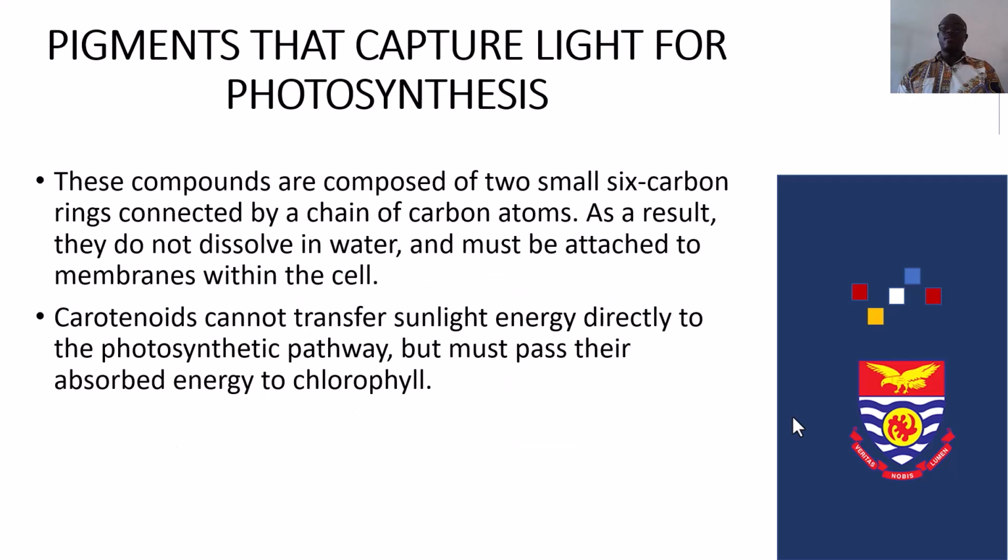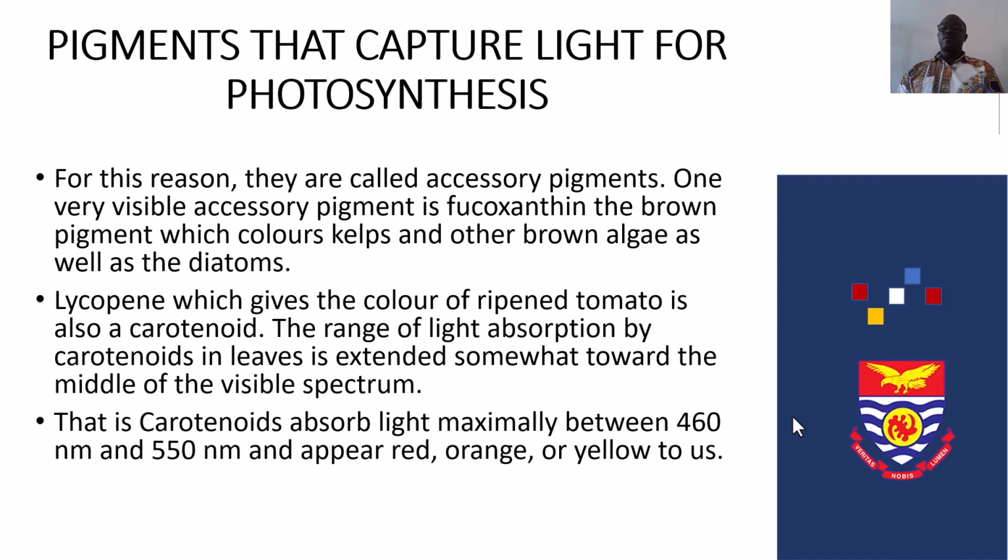These compounds are composed of two small 6-carbon rings connected by a chain of carbon atoms. As a result, they do not dissolve in water and must be attached to membranes within the cell. Carotenoids cannot transfer sunlight energy directly to the photosynthetic pathway, but must pass their absorbed energy to chlorophyll. For this reason, they are called accessory pigments. One very visible accessory pigment is fucoxanthin, the brown pigment which colors kelps and other brown algae as well as the diatoms.